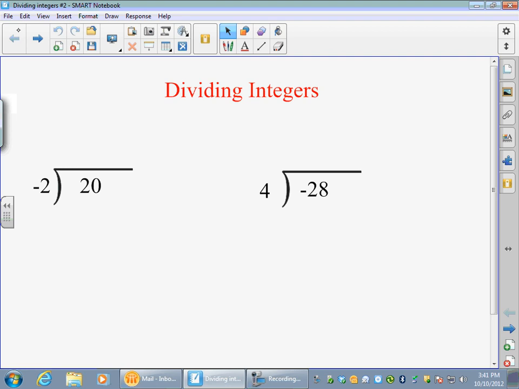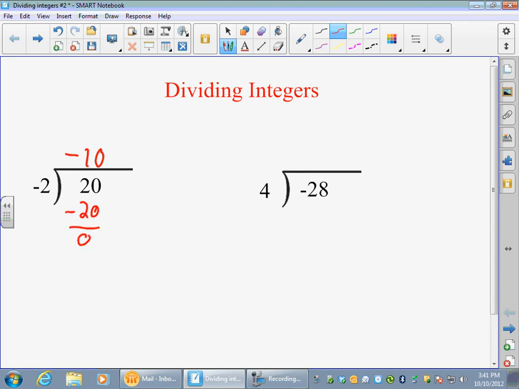So, let's go back to our example problems. Remember what we did yesterday. We're asking ourselves, what number times a negative 2 will give me a positive 20? Well, I've got to remember my multiplying rules. I'm multiplying something times a negative to get a positive. The only way that can end up being positive is if this is also negative. Negative times negative gives me a positive. Well, how many times does 2 go into 20? 10 times. Negative times negative is positive. 2 times 10 is 20. And when I subtract, I get 0.